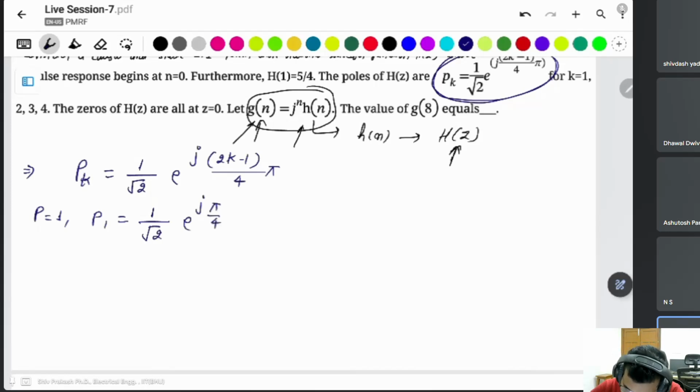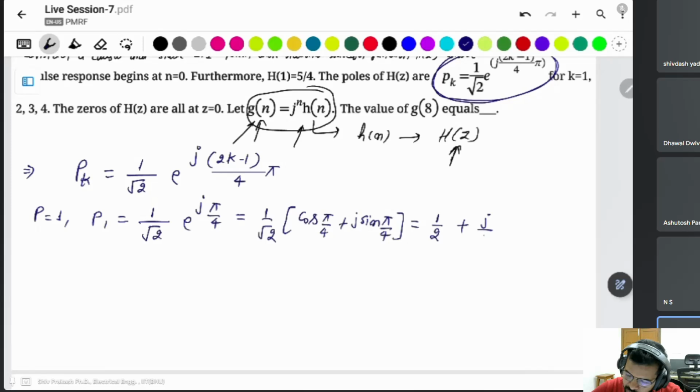Okay, sorry. This pi by 4 will be written as 1 by root 2 e power j theta is equal to cos theta plus j sin theta. Then cos pi by 4 plus j sin pi by 4. Cos pi by 4 is equal to 1 by root 2. This will also be 1 by root 2. 1 by root 2 will be common. Then 1 by root 2 multiplied by 1 by root 2 will be 1 by 2. Here common is 1 plus j only, then j by 2.